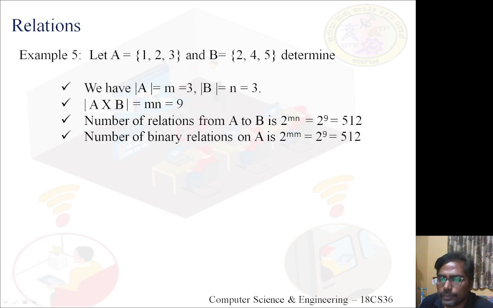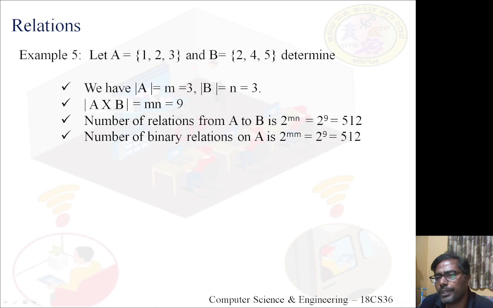So A cross B contains 9 elements, 9 ordered pairs. So the number of subsets of A cross B is 2 power 9. And hence there are 2 power 9 relations from A to B.